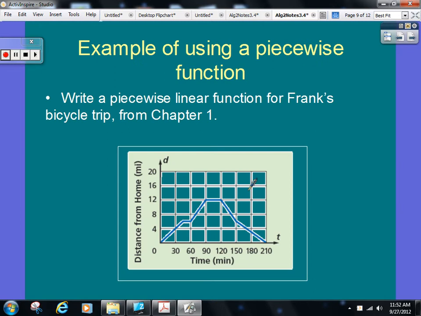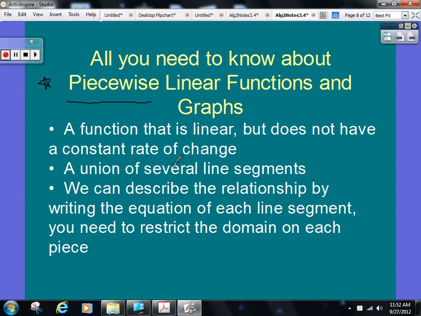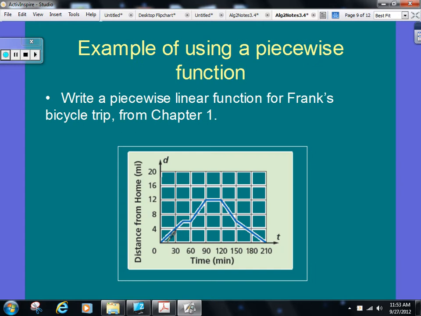We'll figure it out. Do you remember Frankfurter and Chuck Rose, when they went on their picnic? This is their graph, and this is a piecewise graph. It meets all those requirements we talked about. It is the union of several line segments. It doesn't have a constant rate of change because this is flatter and this is steeper. So we're going to write the equation of this, and it's going to have lots of pieces. You can tell how many pieces it has by how many segments there are. So there's 1, here's 2, 3, 4, 5, 6. This is a 6-piece piecewise function.